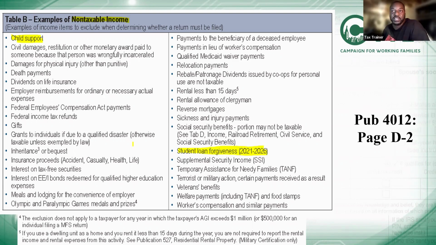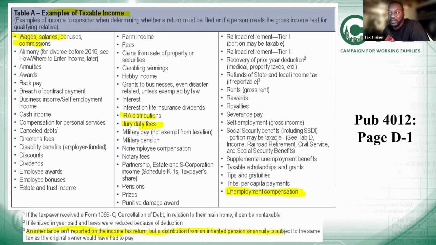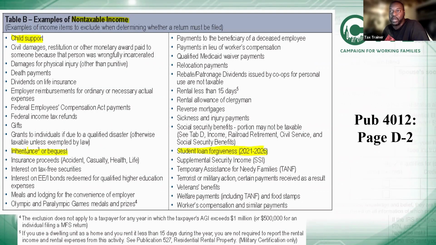And in here, it says some of this inheritance bequest is not taxable. So some of it is not, but it all depends, because up here, if it's alimony, pension or annuity, it is taxable, but some other stuff is not. So it all depends on what you've got going on. Welfare payments are not taxable. Certain workers' compensation is not taxable.